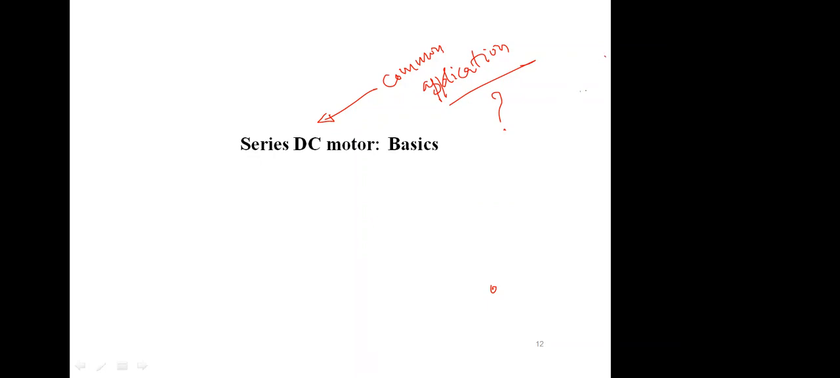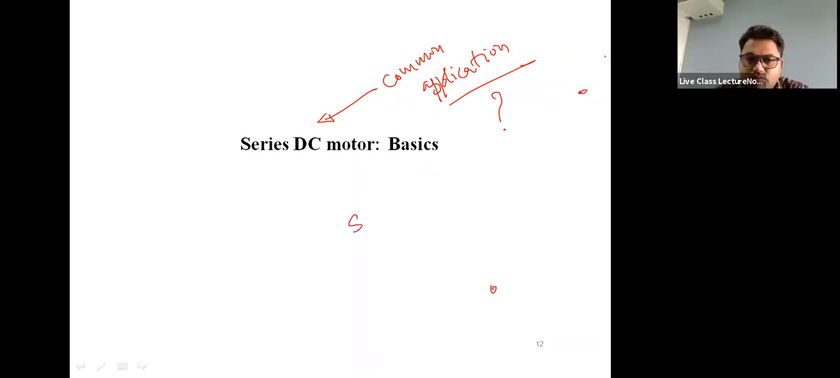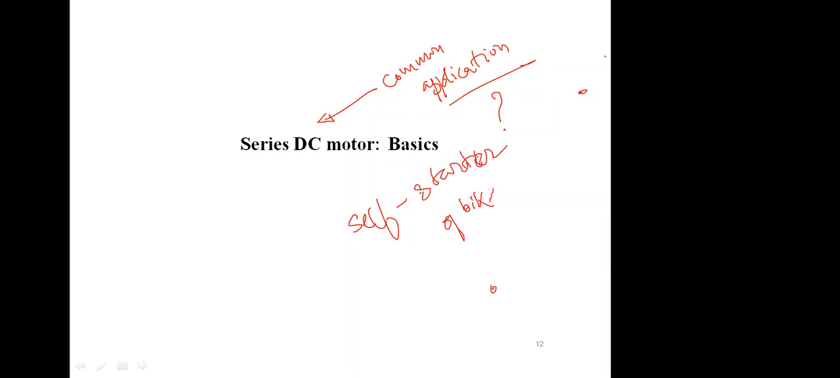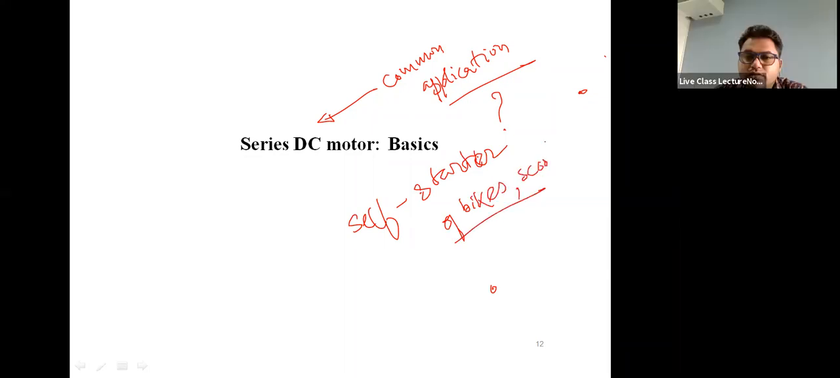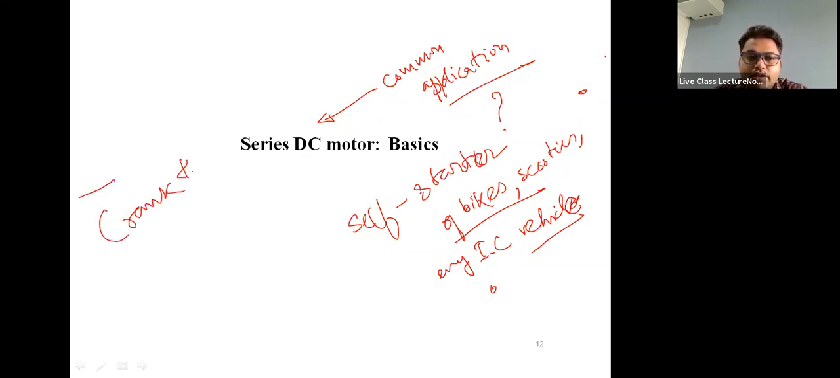Self-starter in bikes. Yes, that is the most common application you will find anywhere. Self-starter of bikes and scooties also. Nowadays every IC engine vehicle has a series DC motor. It helps to crank the engine. It is called cranking the IC engine, and the series motor helps to crank it.